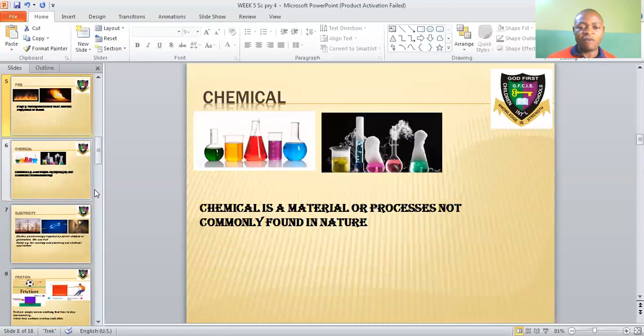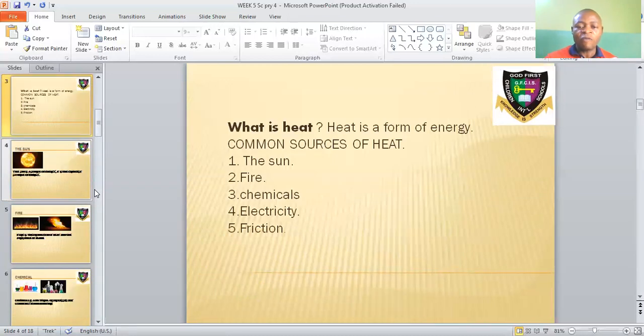Now, for better understanding, what is heat? Heat is a form of energy. And common sources of heat are the sun, fire, chemicals, electricity, and friction. So they are all common sources of heat where we can get heat from.